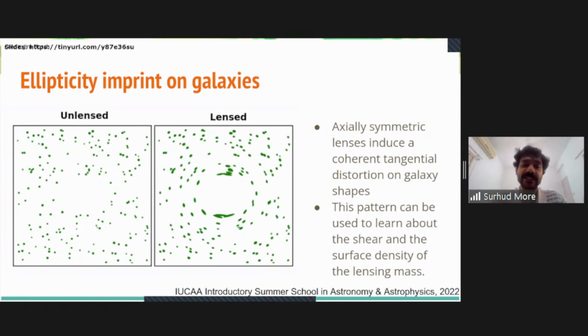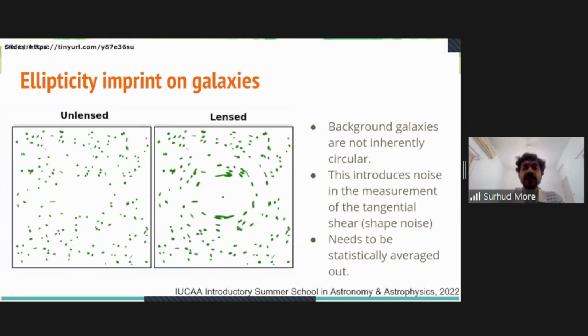So if you see these kind of patterns suddenly in the shapes of galaxies in the sky, then you know that there should be some mass here which is causing these patterns. The problem behind all of this is that background galaxies are not inherently circular, right? So if you look at intrinsic galaxy shapes, you know that they are not circular, right? There are many spiral galaxies in the universe, and depending upon the inclination angle of these spiral galaxies, they will appear to be elliptic, right? I mean, their isophotes will appear to be ellipses, right?